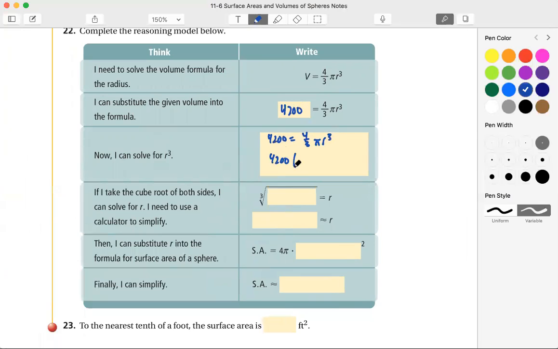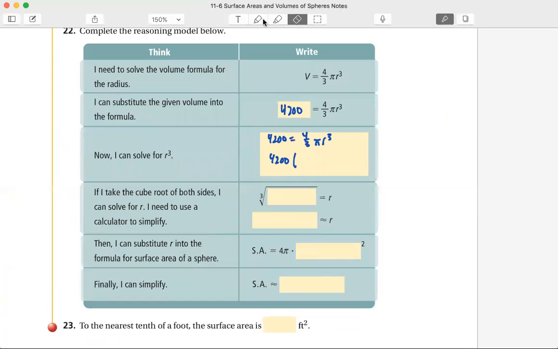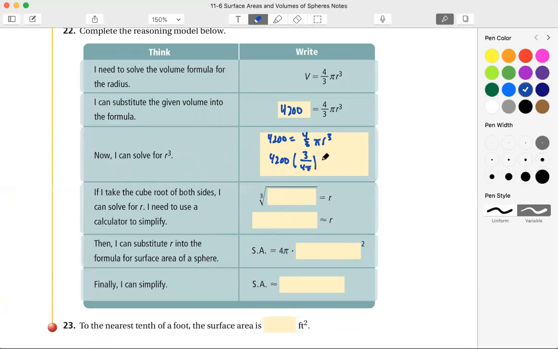So 4,200 times the reciprocal, which is 3 over 4 pi, equals r cubed. Then r is going to equal the cube root of 4,200 times 3 over 4 pi. Using your calculator, you get approximately 10.00891252. Plugging that into the surface area formula, you get the surface area is approximately 1258.878021. So to the nearest tenth of a foot, the surface area is 1258.9.